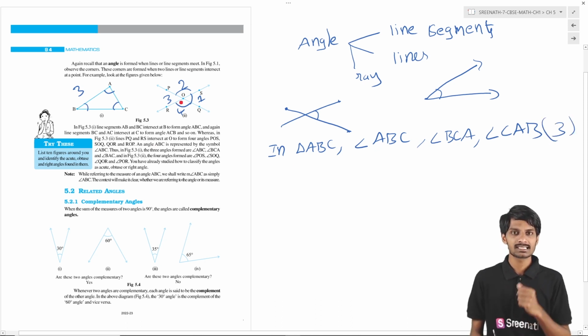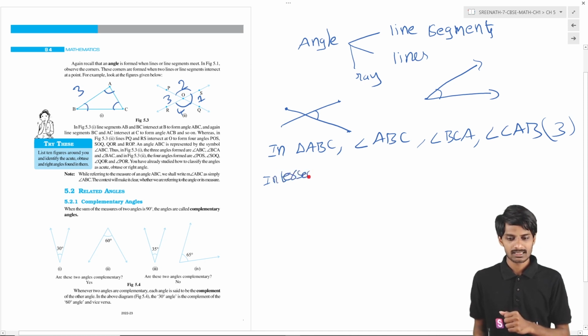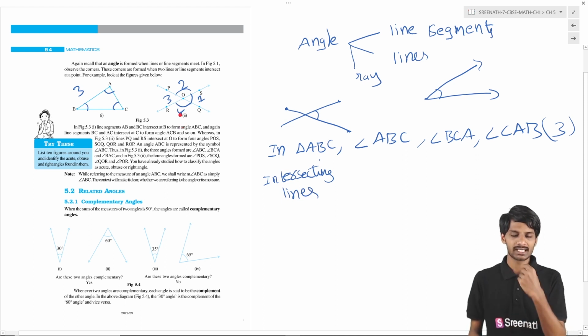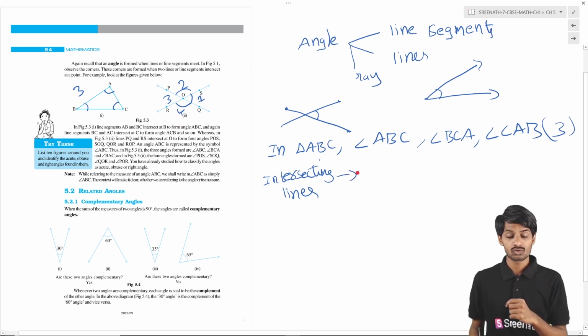So in these intersecting lines, what are the lines? Intersecting lines. So there are two lines here which are intersecting. Okay, students, how many angles? There are four angles. What are the angles, students? Yes, students, four angles. There will be four angles.